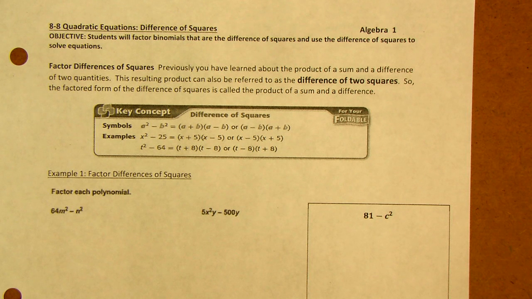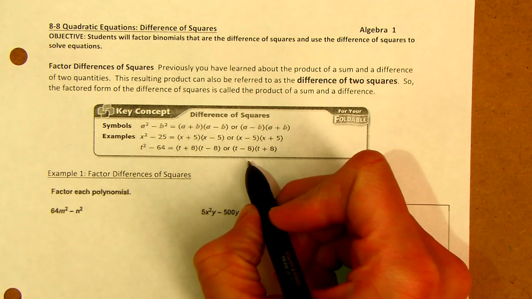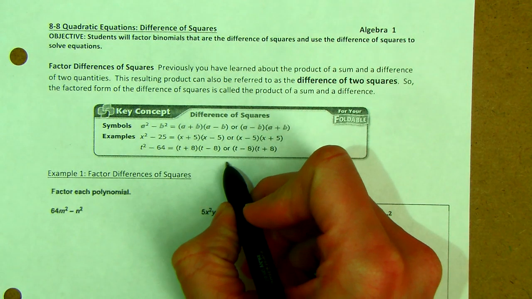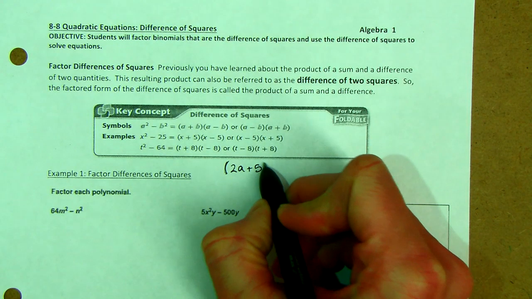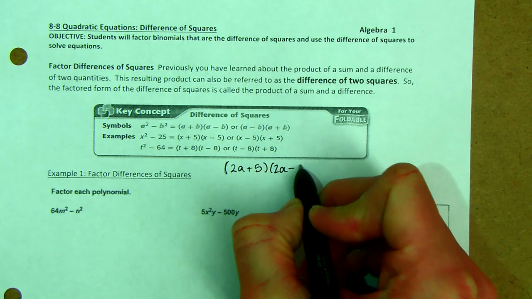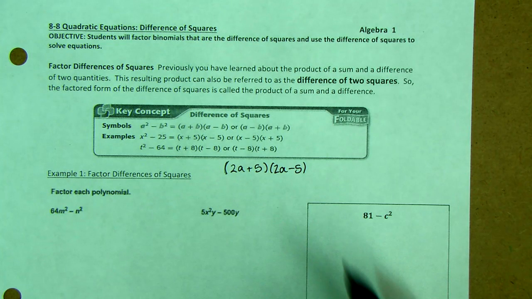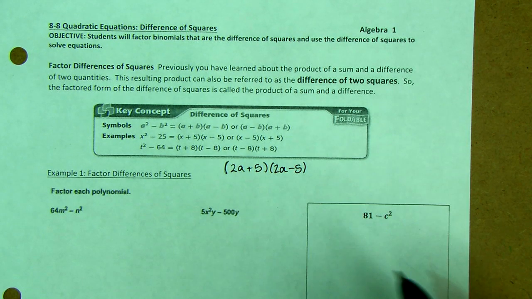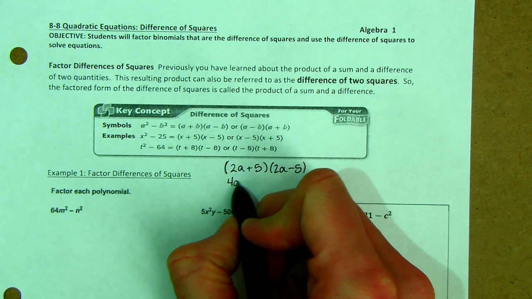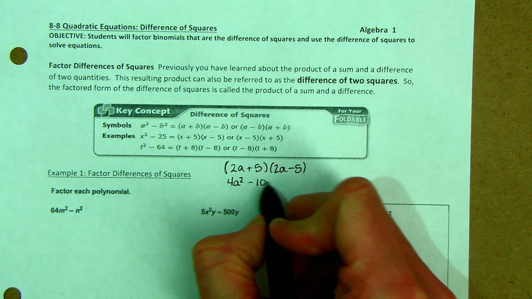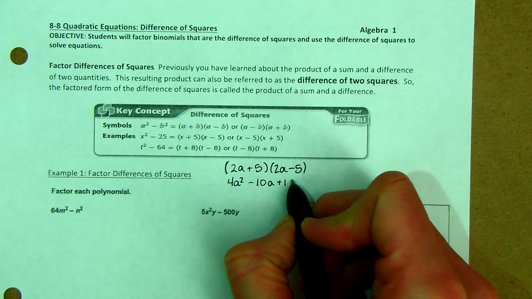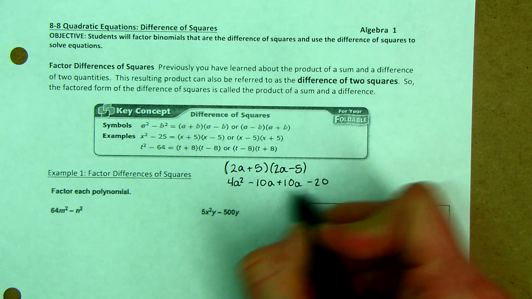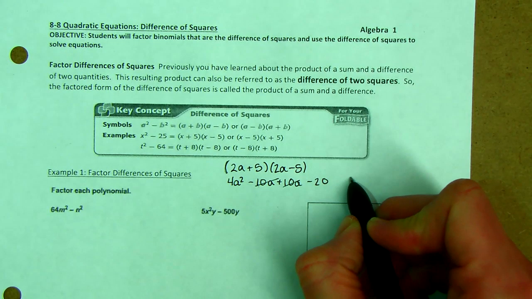So if I had something like 2a plus 5 and 2a minus 5, where it was the exact same thing with the exception of the sign, when we multiplied it out, we would get the exact same number on the inside with opposite signs, so they would cancel, and we'd be left with 4a squared minus 25, because 5 times 5 is 25.